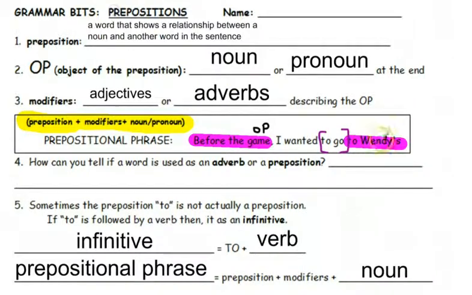And we could check it. Is Wendy's a noun? It is. It's a restaurant. It's a place. So there's my object of a preposition.